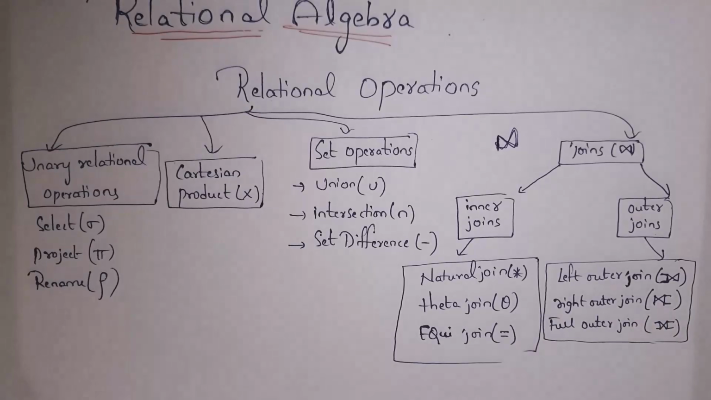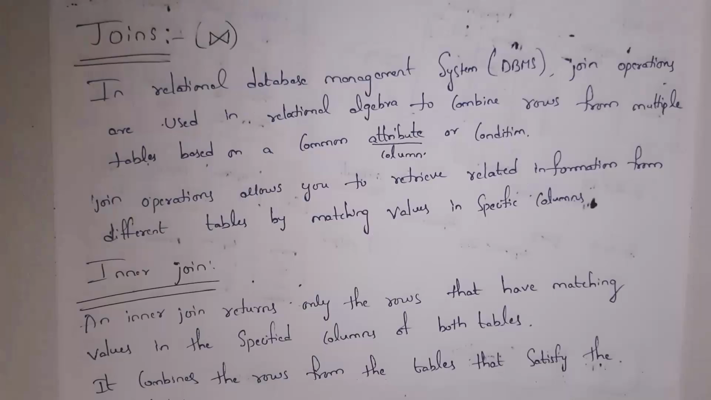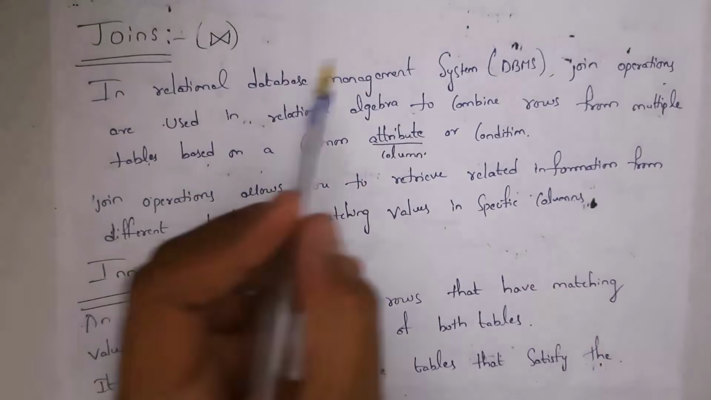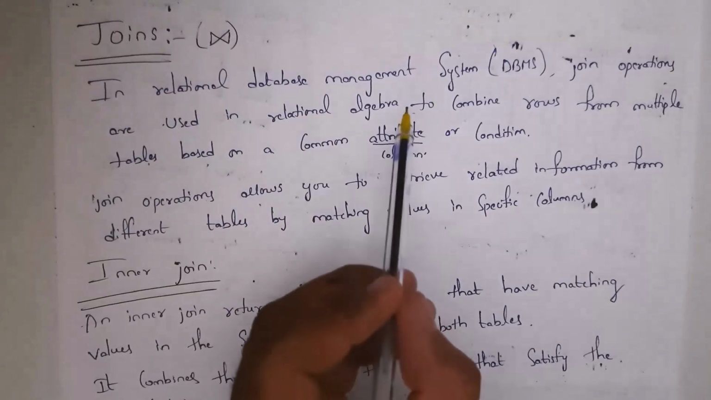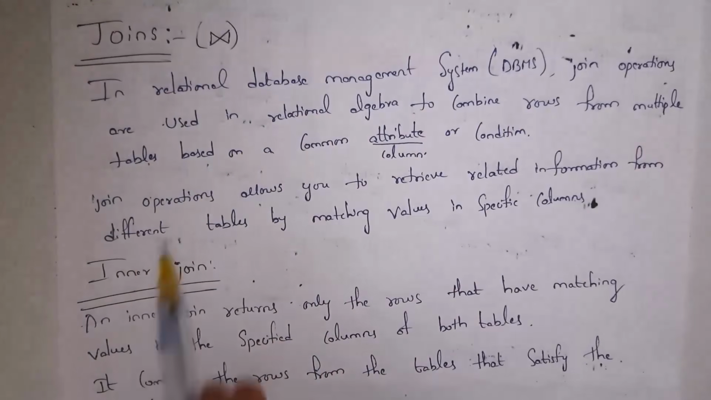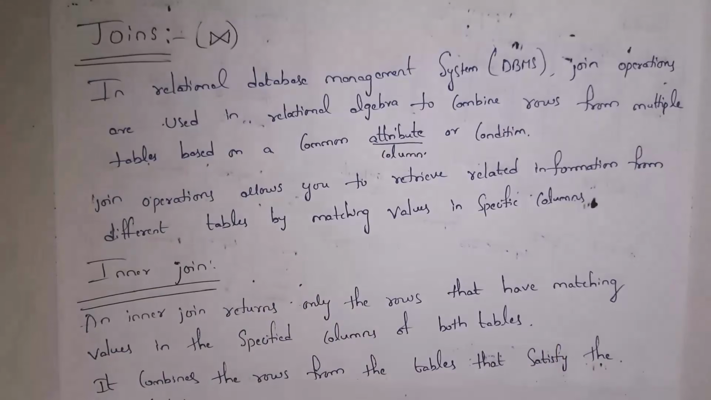I will explain each of them by giving examples. At first I will explain the definition of joins. In a relational database management system, join operations are used in relational algebra to combine rows from multiple tables based on common attributes or condition. If there are common attributes, then we need to combine those two tables.